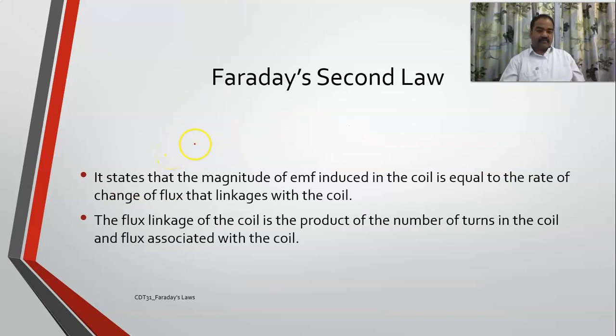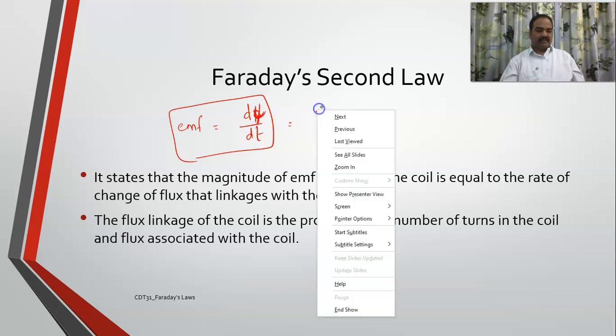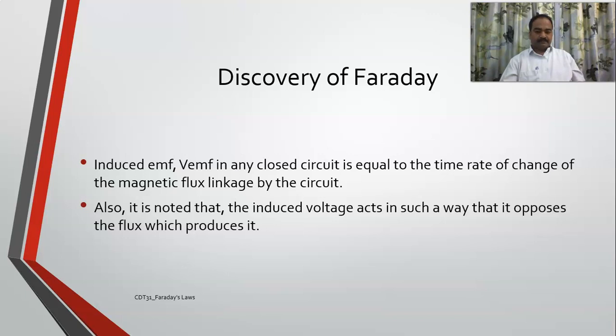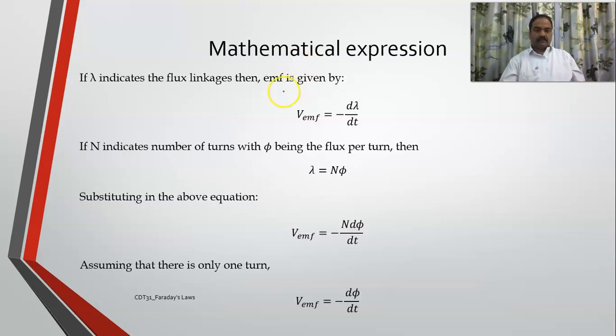And he stated one more thing, that the amount of current or the amount of EMF is proportional to, or is equal to, the rate of change of flux linkages, which I'll take as d psi. If there are n number of turns, I'll take it as N d phi by dt. This is flux per turn times the number of turns. So this is the magnitude of the EMF. These are the two Faraday's laws which were proposed by Faraday. And yeah, this is the expression.